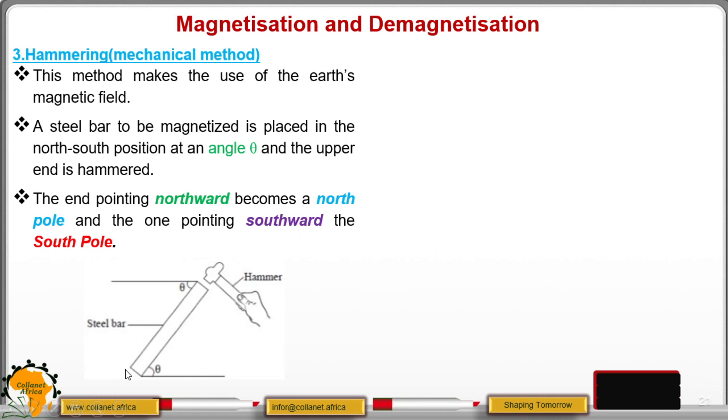You are placing it in north-south direction, and then you hammer. As you hammer, you are disturbing the dipoles, and because there is Earth's magnetic field, that magnetic field will allow those dipoles to settle in north-south direction. That way, you are able to make a magnet using a mechanical method. Then the angle theta here, we call it the angle of dip.